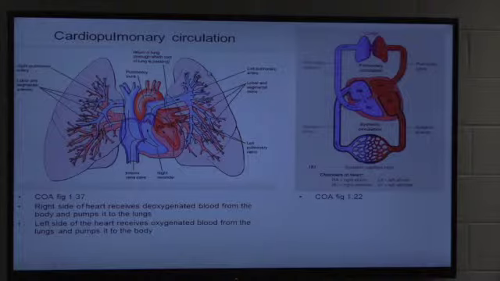Back through the pulmonary veins, that's where the oxygenated blood goes back to the heart. So that's the answer. That goes into the left atrium, left ventricle, and out to the aorta, to the body. Then the cycle repeats over and over. So the right side is the pulmonary circuit, the left side is the systemic circuit. Okay.